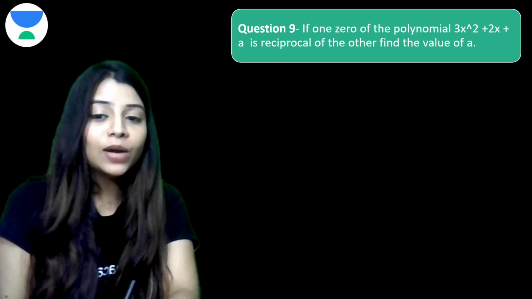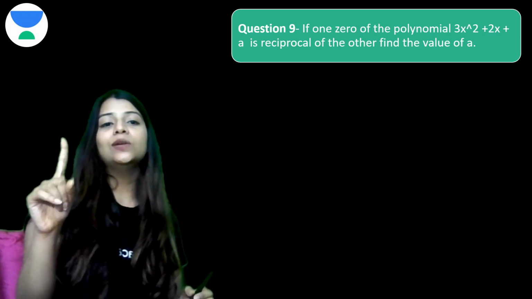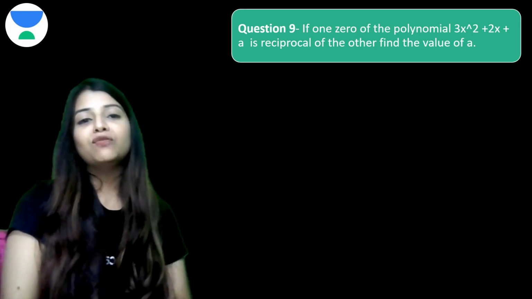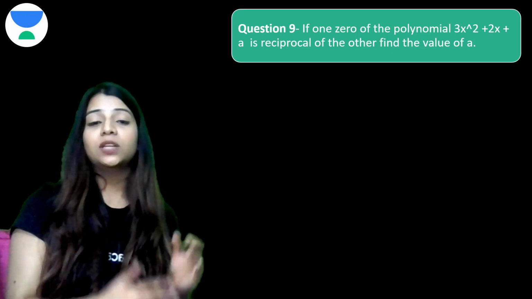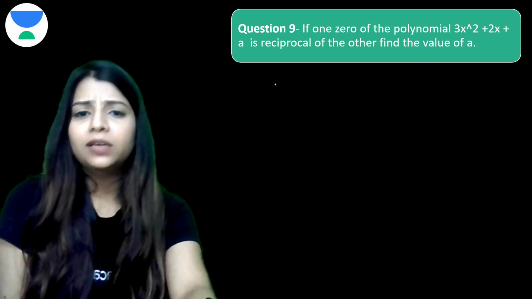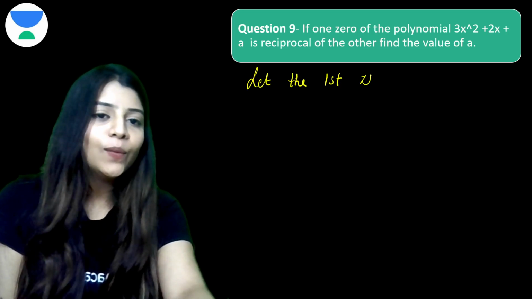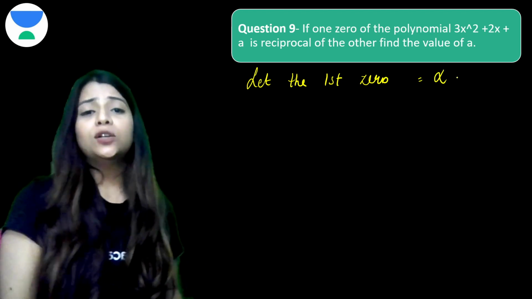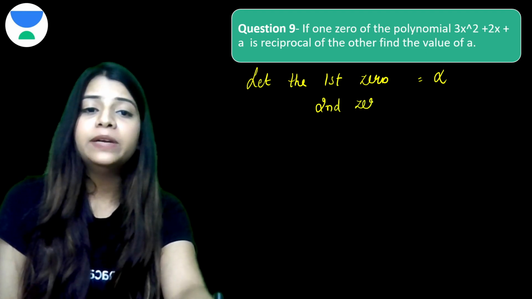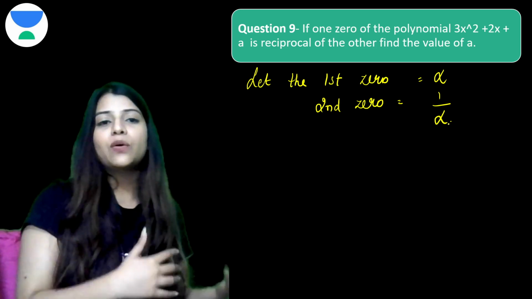Okay, this is again one of the tricky questions, but it's very easy. So moving forward, here we have: if one zero of the polynomial 3x square plus 2x plus a is the reciprocal of the other, then we have to find the value of a. Wherever you see a question that says one zero is the reciprocal of the other, just take one zero as alpha. Let the first zero equal alpha, then automatically, if the other one is the reciprocal of it, the second zero, instead of beta, we will take 1 by alpha, because it is given in the question that one zero is the reciprocal of the other.